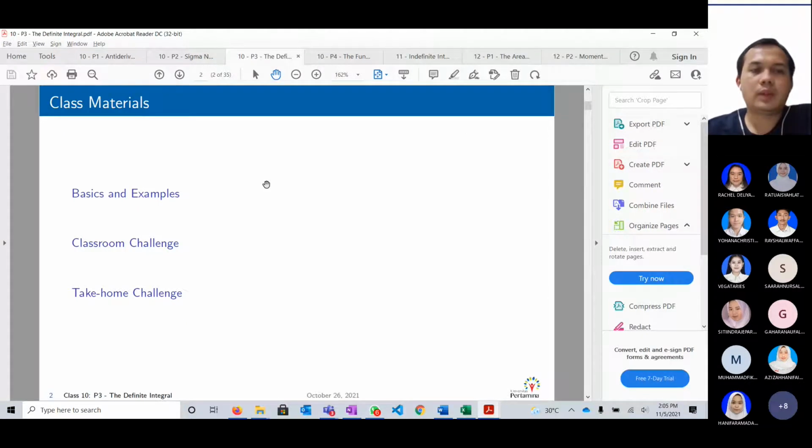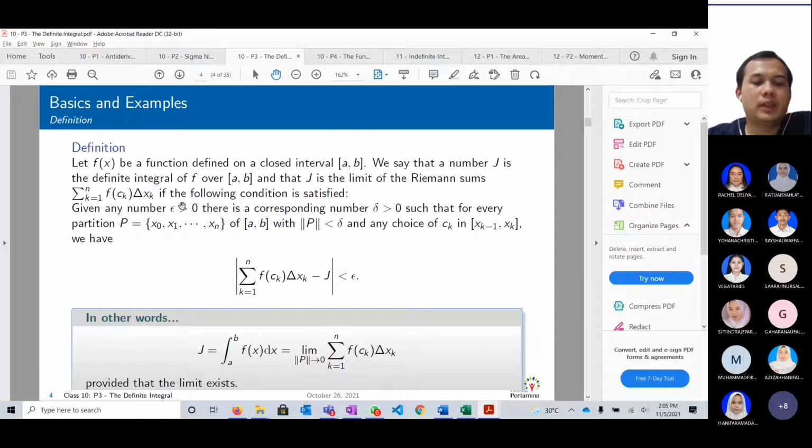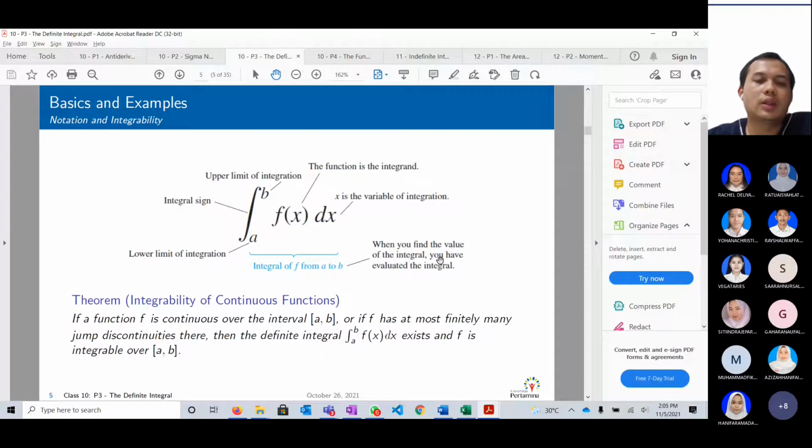In the morning session, we learned about the antiderivative. Now, what is the definite integral? This is the basic definition, but it is quite hard to understand, so just take a look at this one. Basically, if f is integrable, so if we have a function f that we can integrate, then this is the definite integral. The integral of f from a to b will look like this.